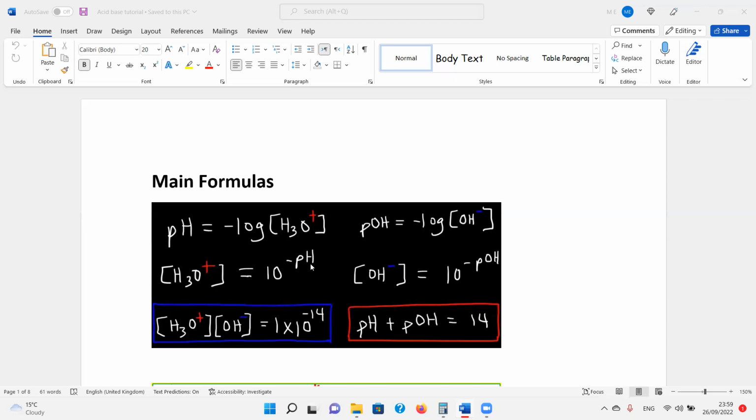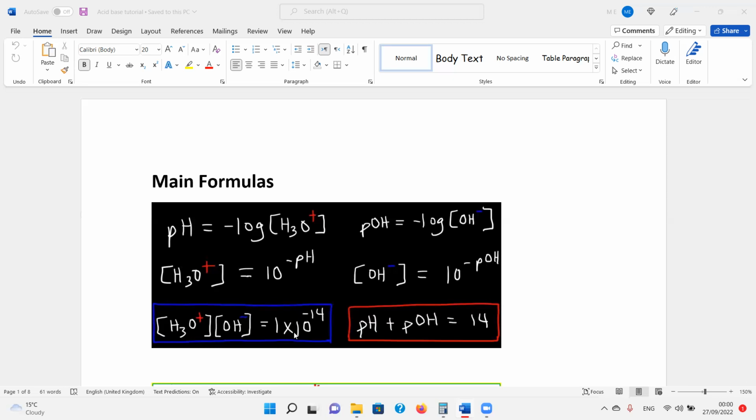Now, in some questions, basically, you will be given the pH, and you'll be asked to find the concentration of the hydrogen ion. So all you need to do is the anti-operation of the minus log, which is 10 to the power of minus pH. So the value of pH here, you raise it to the minus of that 10, and then you'll be getting the concentration of hydrogen. And the same applies to the OH. We'll take some examples as we go along.